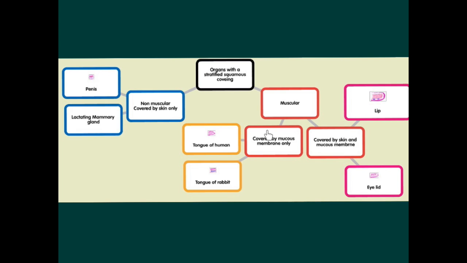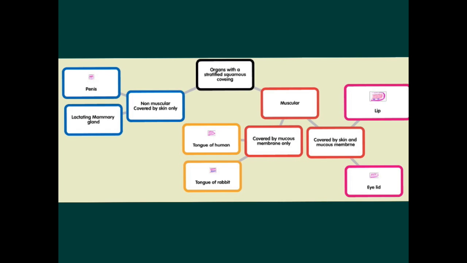And the muscular organs which are covered by mucous membrane only, we have tongue of human and tongue of rabbit. So, as regards the muscular organs covered by stratified squamous, we have lip, eyelid, tongue of human, and tongue of rabbit. Then we have organs covered by skin only, and they are not muscular.